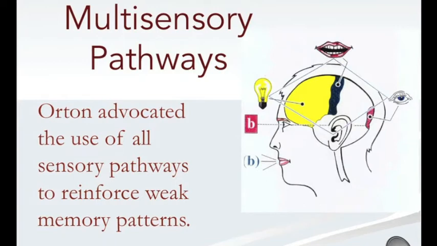Samuel Orton was influenced by the kinesthetic method described by Grace Fernald and Helen Keller. He suggested that kinesthetic tactile reinforcement of visual and auditory associations could correct the tendency of reversing letters and transposing the sequence of letters while reading and writing.